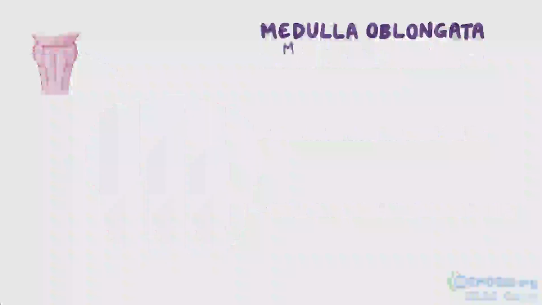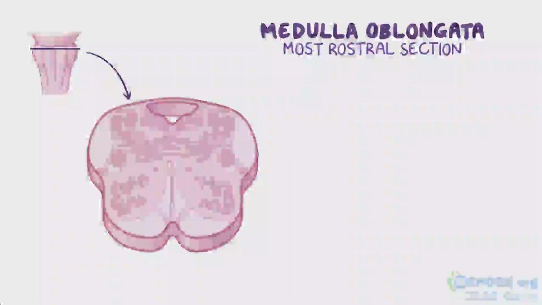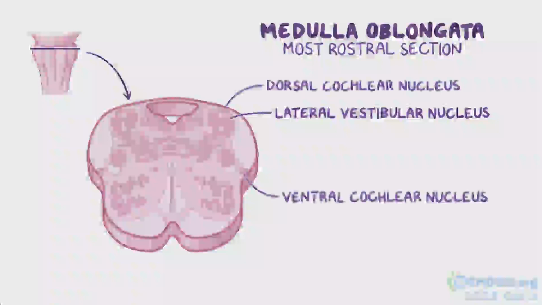Finally, let's look at the most rostral transverse section at the level just below the pons. Here, instead of inferior vestibular nuclei, there are the lateral vestibular nuclei, positioned between the inferior cerebellar peduncles and the reticular formation. Also, dorsal to the inferior cerebellar peduncles and lateral to the fourth ventricle are the dorsal cochlear nuclei, and just ventral to those, we find the ventral cochlear nuclei.